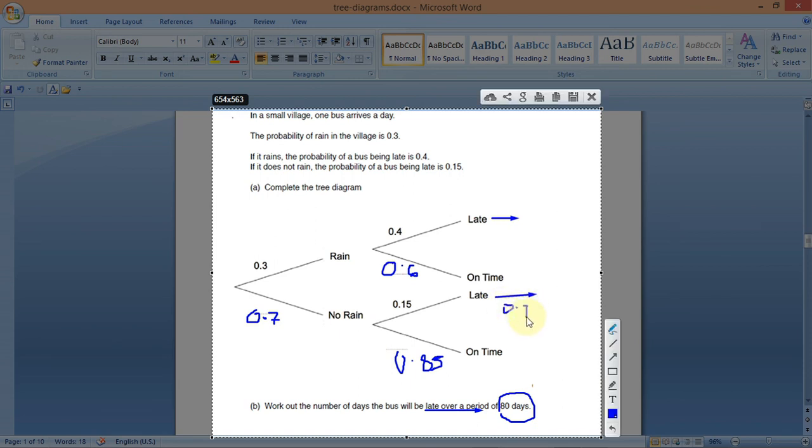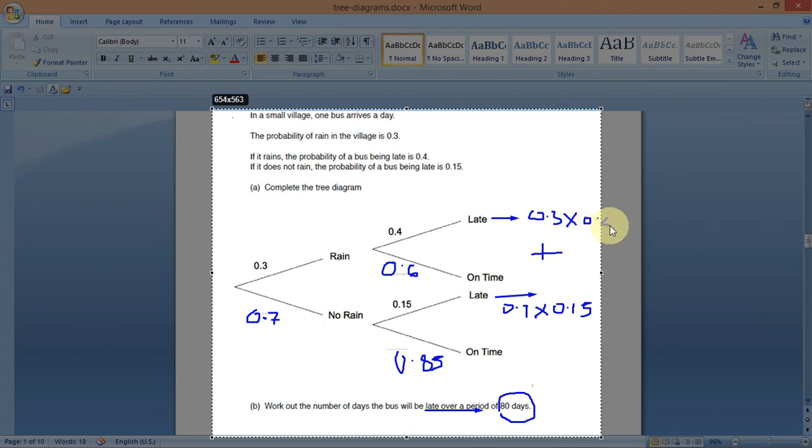0.7 times 0.15, or plus rain late 0.3 times 0.4. So when you sum these two together, one bus arrives a day. This is per day. So the answer here will be per day. Then for 80 days, that will be times 80. So let's go ahead and do this first. So now this will be 0.12. This one here will be 0.12.